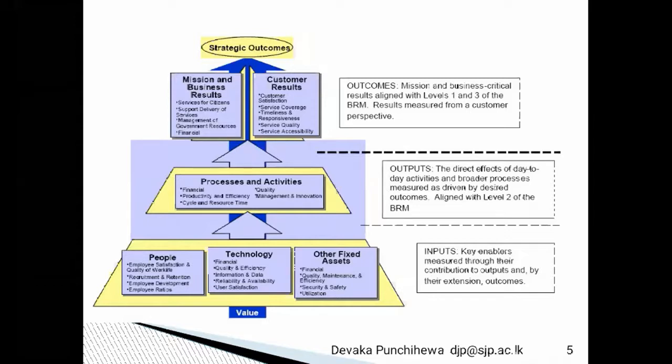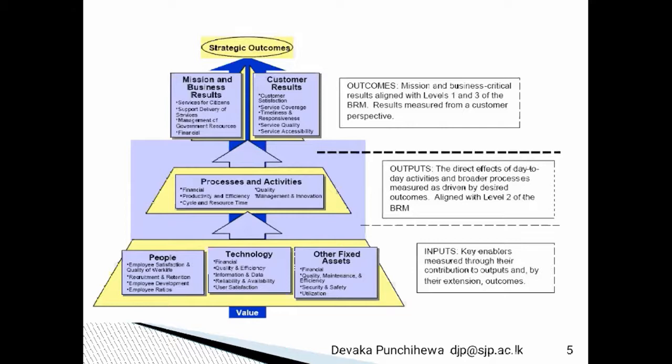Then we have the processes and activities. Under that we find financial, productivity and efficiency, right? Cycle and resource time, quality, management and innovation, right? So as output we find here the direct effect of day-to-day activities. The effect of day-to-day activities and broader processes measure, as driven by desired outcome, align with the level 2 of BRM. Here the process and activities should be aligned with the level 2 of business relationship management.